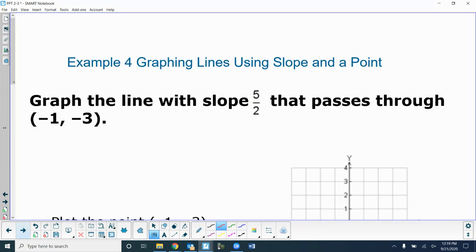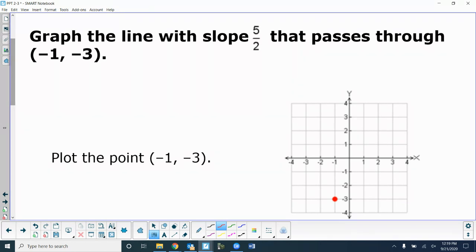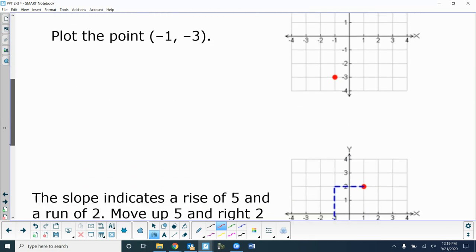All right, so they gave you the point -1, 3. So they plotted it. And they gave it a slope of 5/2. So I rise 5 and I run 2. Positive 5 is up. Positive run is right. Negative rise would be down. Negative run would be left. Okay? So we're going up 5 and right 2. They did that.